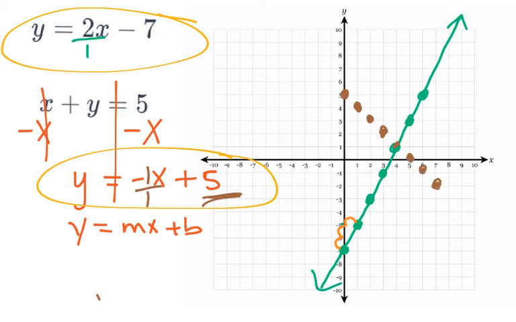Okay. So there's our intersection right there at 4, 1. Okay. All right. So that is it.